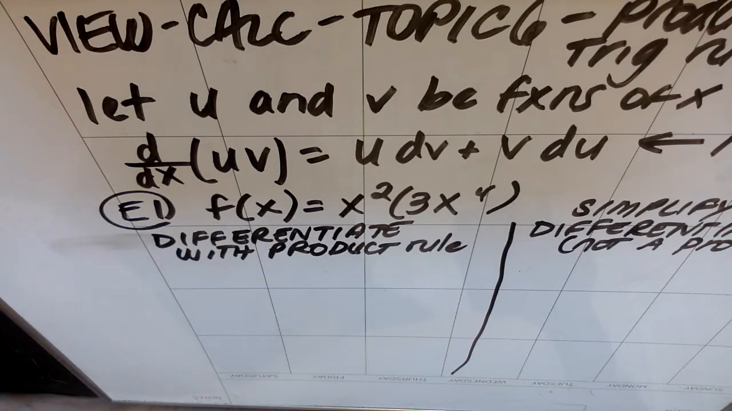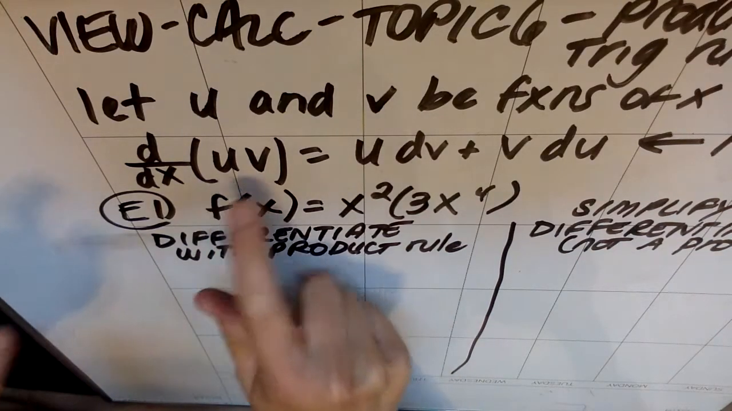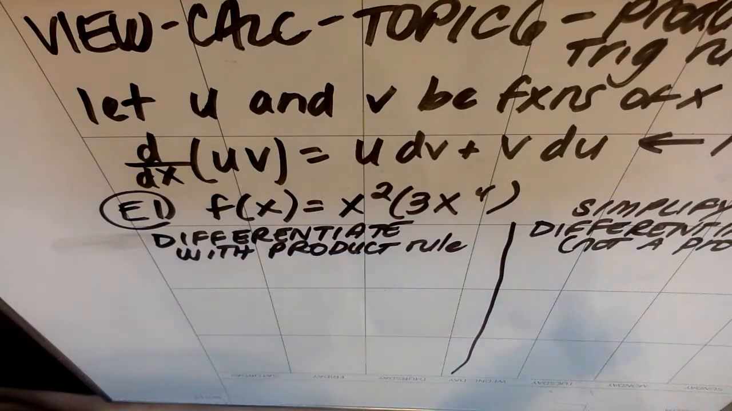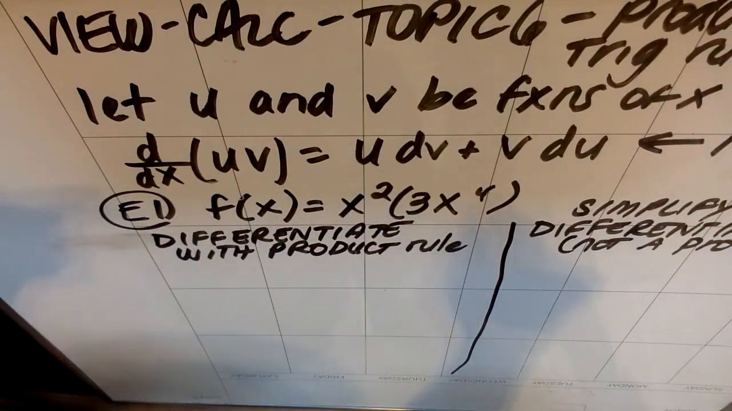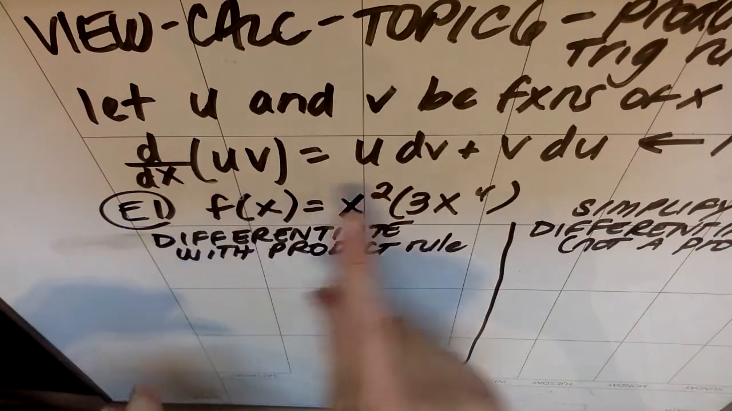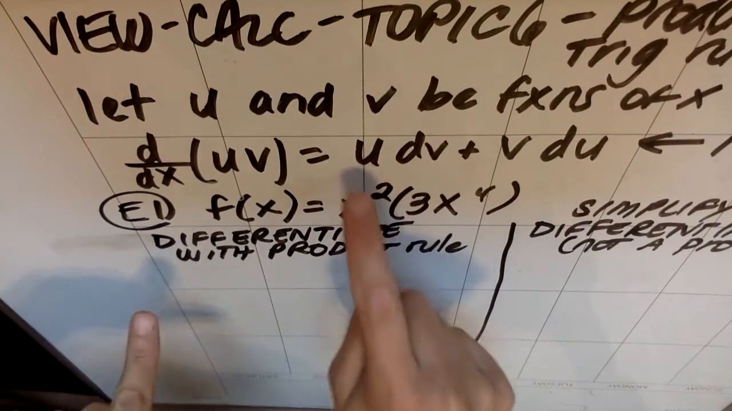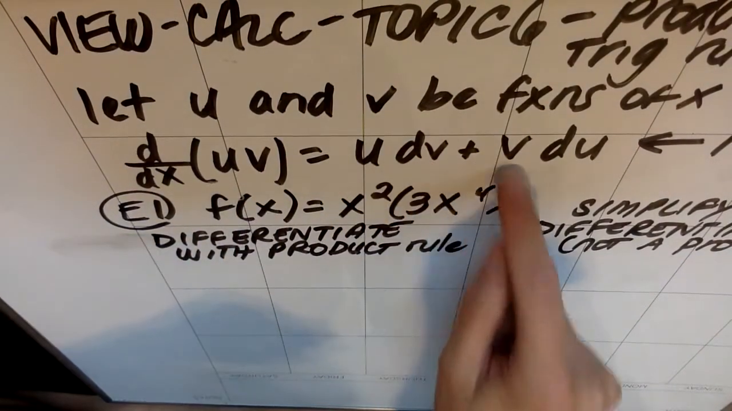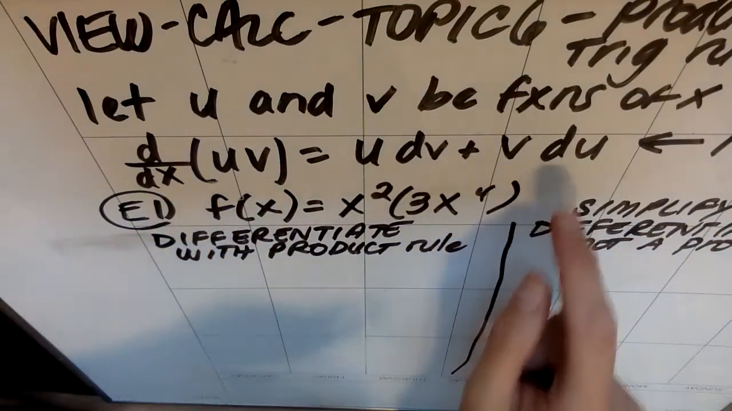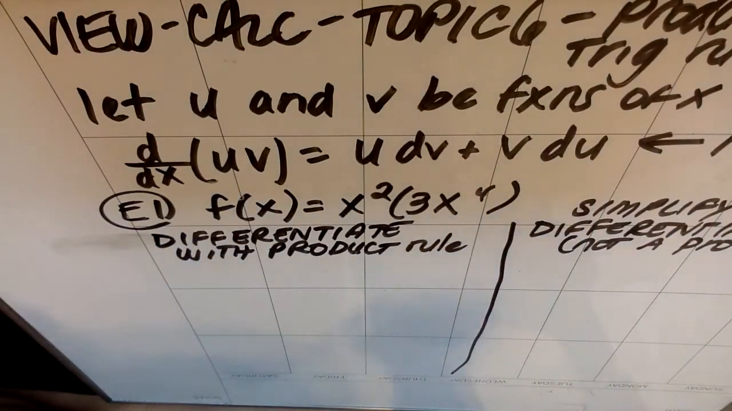So let u and v be some functions of x, right? Like, for instance, u could be x squared and v could be 3x to the fourth, because that's what we're about to do. The derivative of the product u times v is u dv, meaning u, the original function just as it is, times the derivative of v, plus v, the original function just as it is, du, the derivative of u. That's called the product rule.